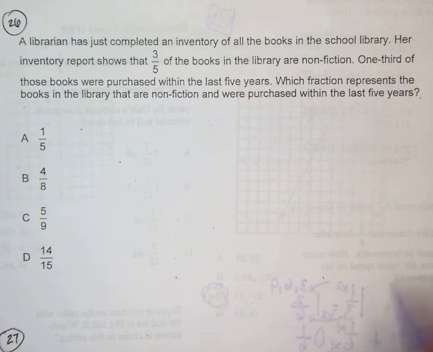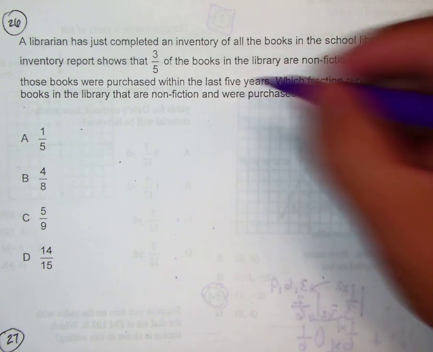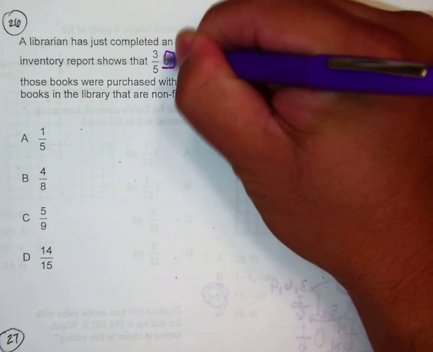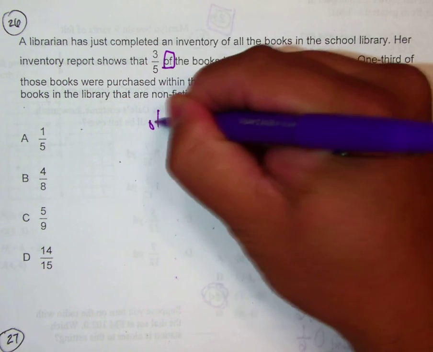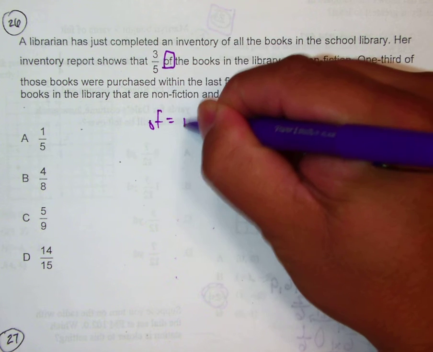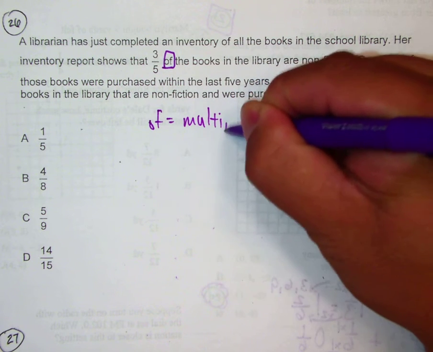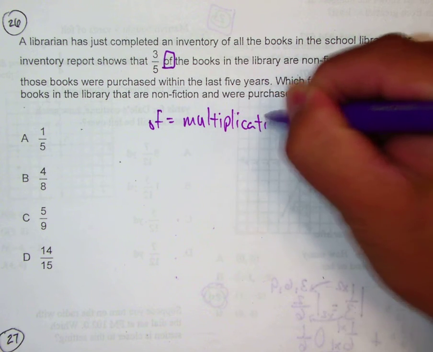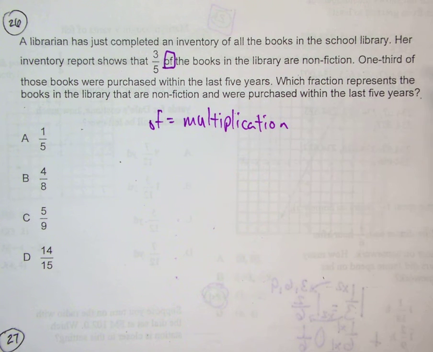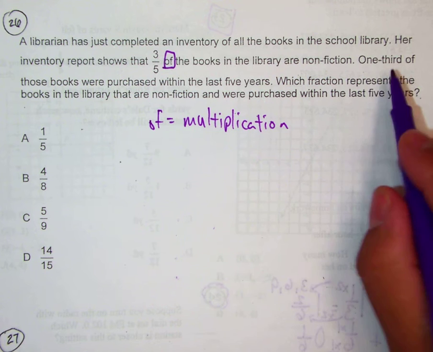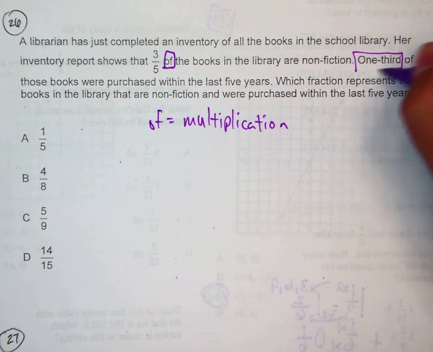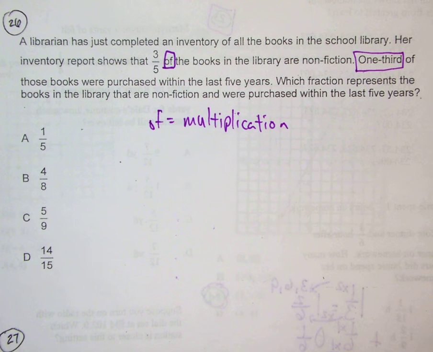All right, the first thing I'm going to do is key in on this word "of." Of represents multiplication. So this is an example of multiplication of fractions. I've got 3/5 and notice 1/3. So I'm multiplying 3/5 by 1/3.